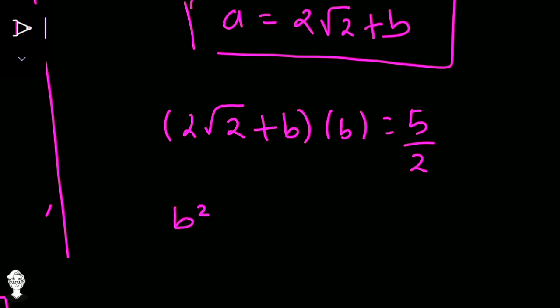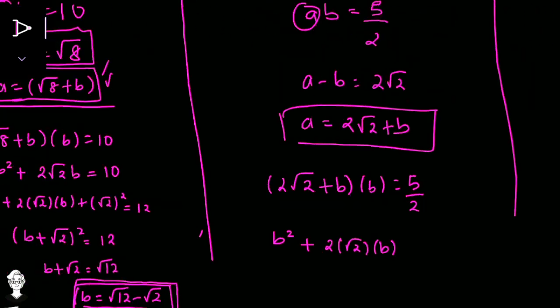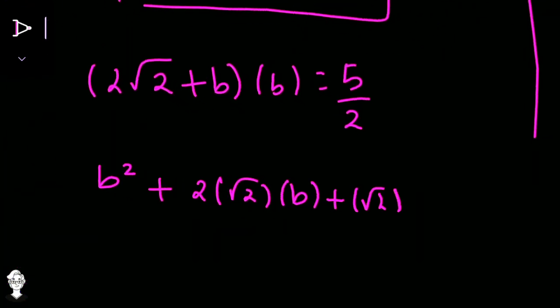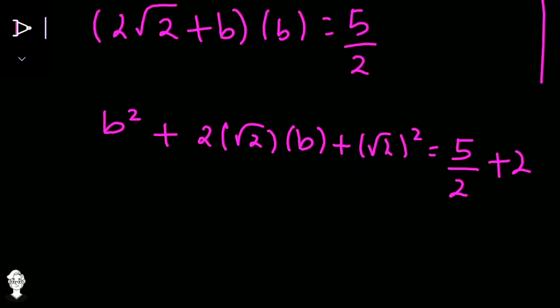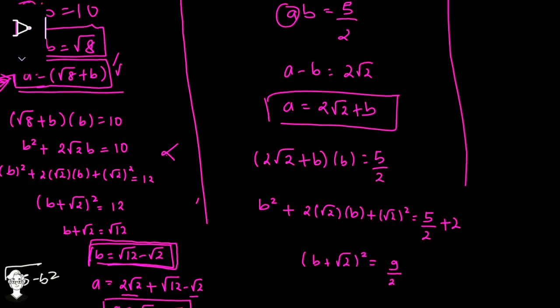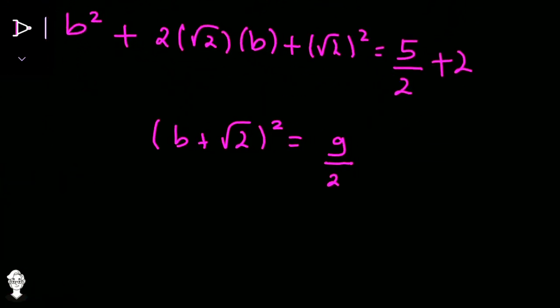So from here I obtain B square plus 2 times square root of 2 times B. And as we have done over here, completing the square, I will just add square root of 2 the whole square over here and add it over there. So 5 upon 2 plus 2. So from here I get B plus square root of 2 the whole square, and that is equal to 4 and 5, 9 upon 2. Yes, the same method as we've done over here to factor out. And now taking the square root, B plus square root of 2 is square root of 9 upon 2, so it would be 3 upon square root of 2.